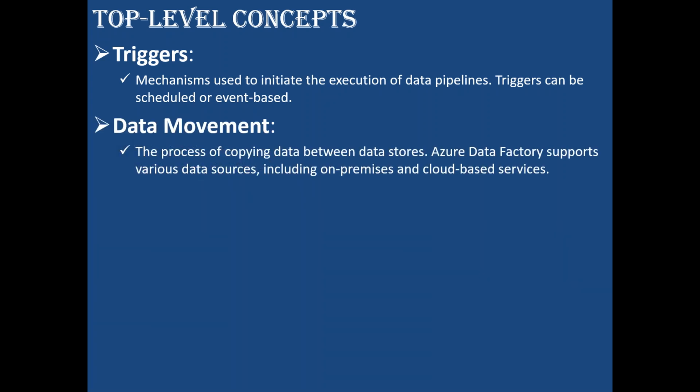Data movement is the process of copying data between data stores. If you want to copy data from on-premise to cloud, or cloud to cloud, or blob to blob, or blob to data lake, or blob to SQL database, SQL database to SQL database, anything, the process of copying data between any two data stores is nothing but data movement. So Azure Data Factory supports various data sources including on-premise and cloud-based services.